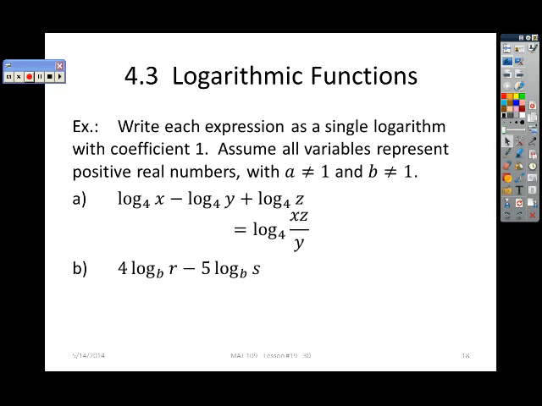If you have multipliers in front of the logarithms, convert those to exponents on the bases. Do that first, then use your addition and subtraction properties to combine into a quotient and a product.